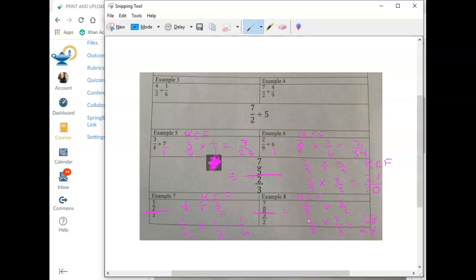Awesome, awesome. So I want you to go to the practice. Now you're going to go to the practice. You will be working through the practice independently, and you will upload that to Canvas.